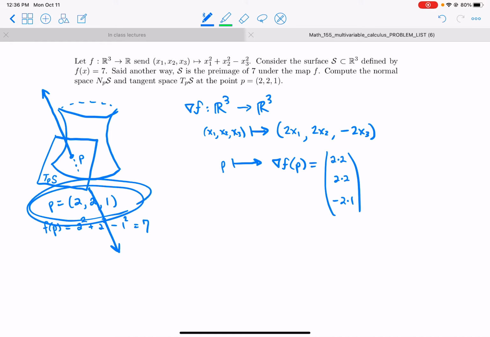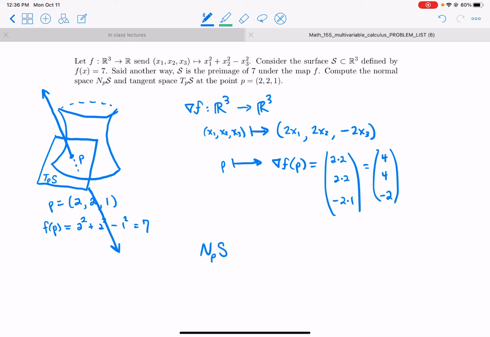So check that you understand what I just did. Plug this in. Okay, so this is a vector. It's 4, 4, minus 2. So the normal space equals the image of the map, well, what map? How about c goes to c times 4, 4, negative 2. So c is a real number, and this is R3.